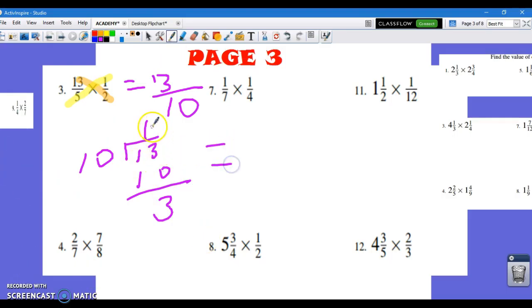So now that I have this, these 3 main parts make my mixed number. The number on top of your house is your whole number. Your remainder is your numerator. The number on the outside of the house is your denominator. 1 3/10 is the answer to number 3.